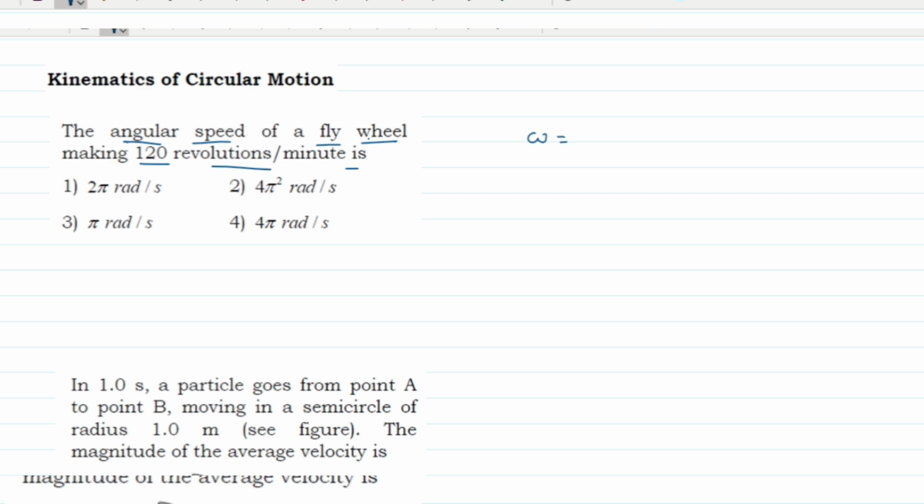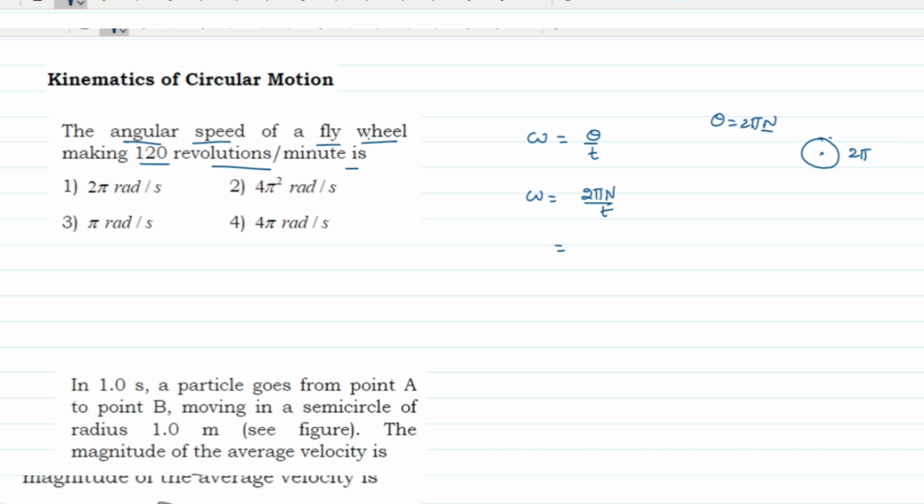The formula will be omega equals theta by t. Here theta, for one rotation, you take as 2 pi radians. For n rotations, the theta value you can take as 2 pi n. So for one rotation 2 pi, and for n rotations 2 pi n. So here you can take omega as 2 pi into n by t.